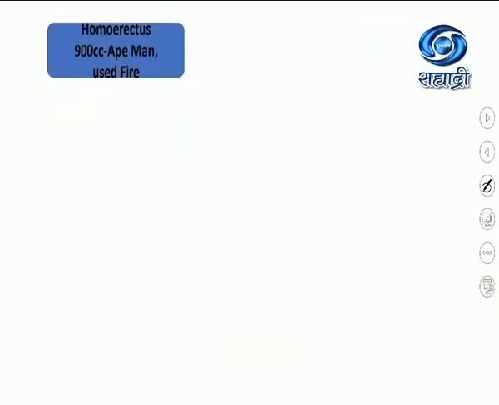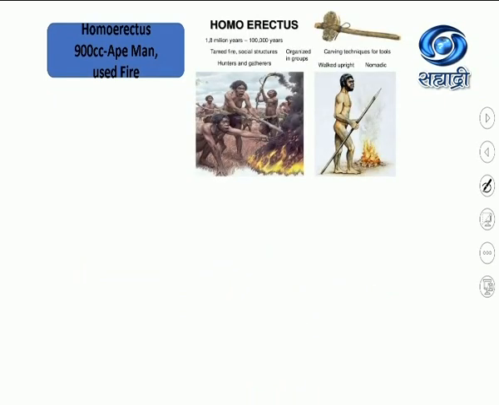Then comes Homo erectus. Look at the cranial capacity. It increased to 900 cc. He is the person who is believed to use fire for the first time. He lived from somewhere around 1.8 million years ago. He tamed fire, social gatherings. They stayed together. They lived the life like hunters. They went for hunting together. They started using fire to cook their meat. They stayed in organized groups. And they started carving techniques for tools.